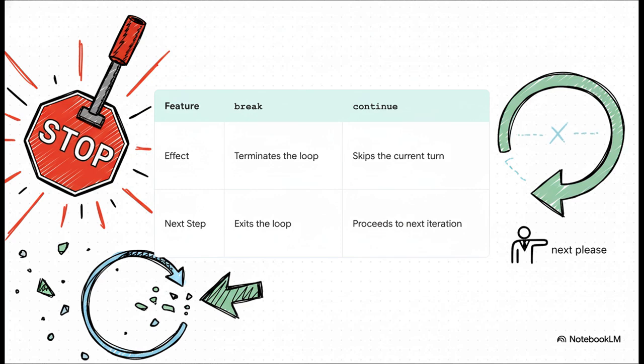This table really nails the difference. Think of break as the emergency brake. You pull it and the whole loop screeches to a halt. Done. Continue, on the other hand, is like skipping a song on a playlist. You just skip the current one and move right on to the next. So, break says, I'm out of here, while continue says, let's just skip this part and keep going.